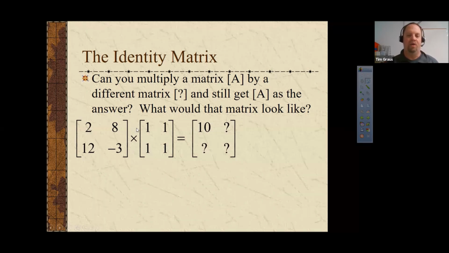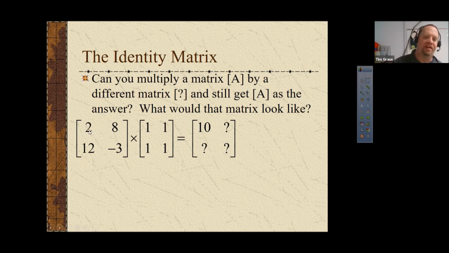And here I'd have 12 times 1 and negative 3 times 1. So 12 minus 3, that would give me a 9 here. I don't think this answer matrix is the same as the matrix we started with. I could tell right away because I don't have the same number in the upper left position. So it must not be 1, 1, and 1, 1.